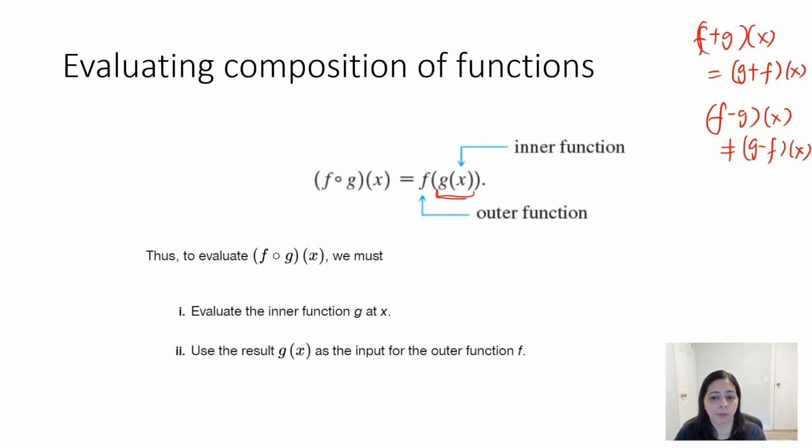The function which gets operated first on x is the inner function, and then the function which gets operated after is the outer function. So to evaluate f of g(x), we must evaluate the inner function g at x and then use the result g(x) as the input for the outer function. So let's now do some examples.